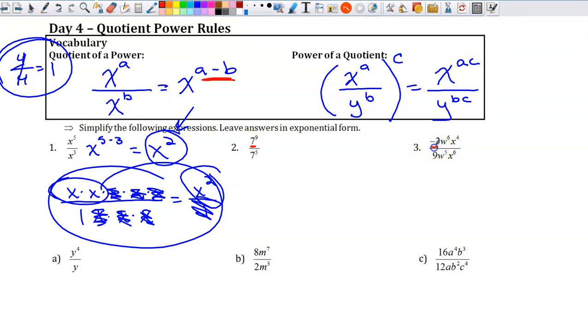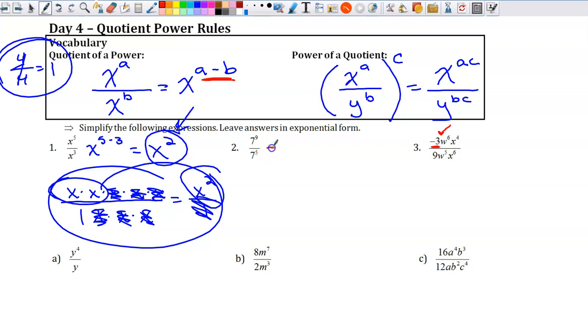Over here, look at 3. That 3 is a coefficient because it is not raised to a power. That 6 applies to the w, not the negative 3, sorry. But in this case, on number 2, that 7 is not a coefficient. It is a base. It has an exponent.